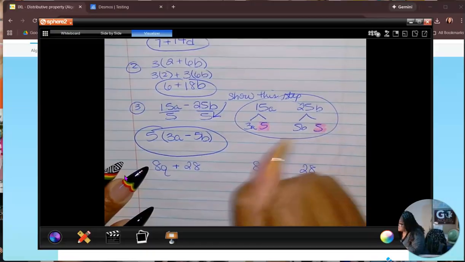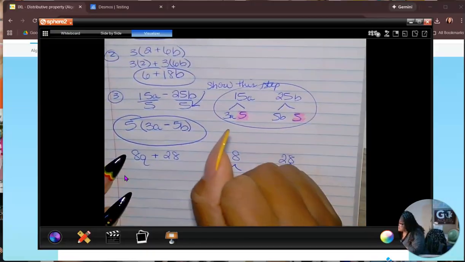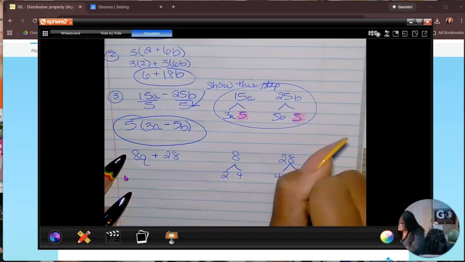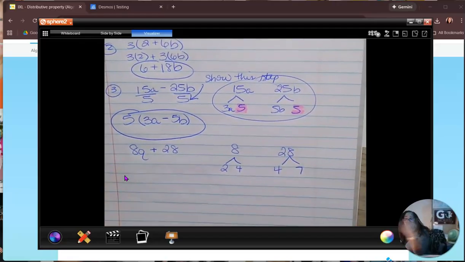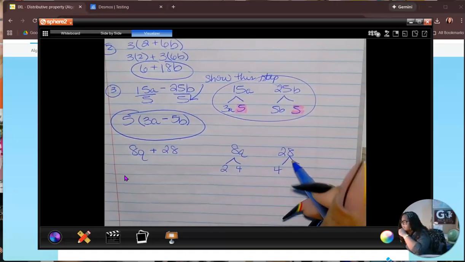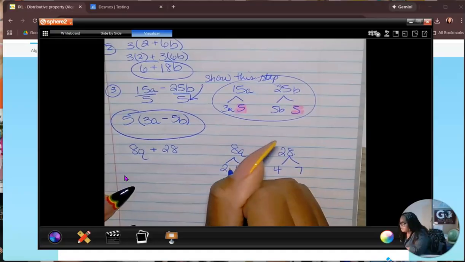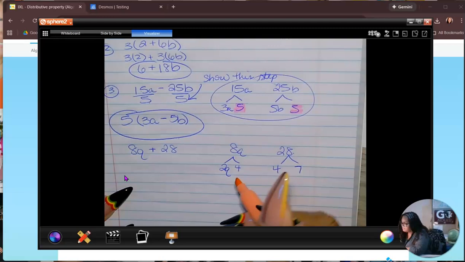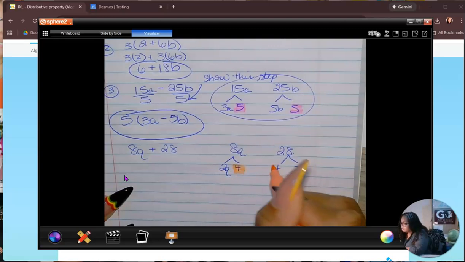8 and 28 are both divisible by 2 and 4 and 4 and 7. I should actually use 4 because 4 is the greatest common factor here. So I've got a q and then no q over here. So put the q with your 2 and then locate the common factor, 4 and 4.